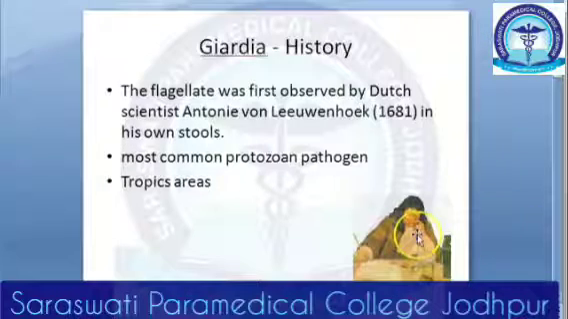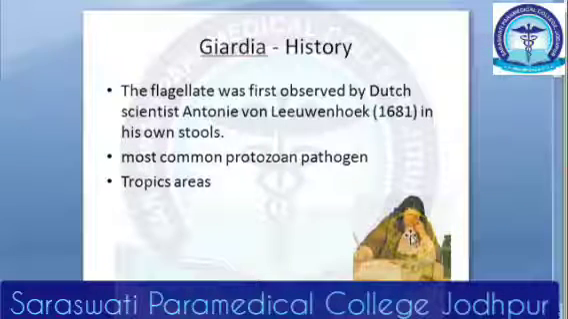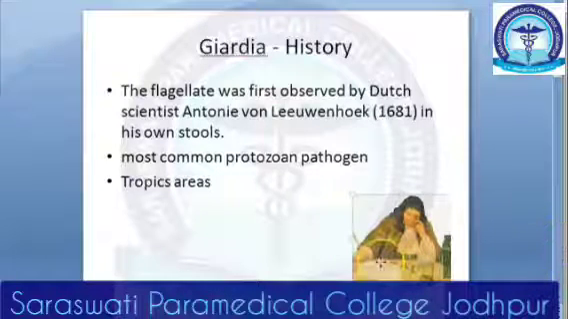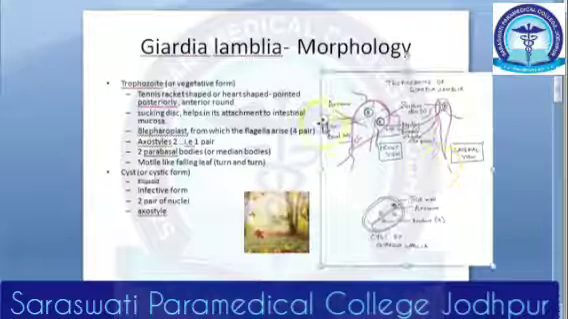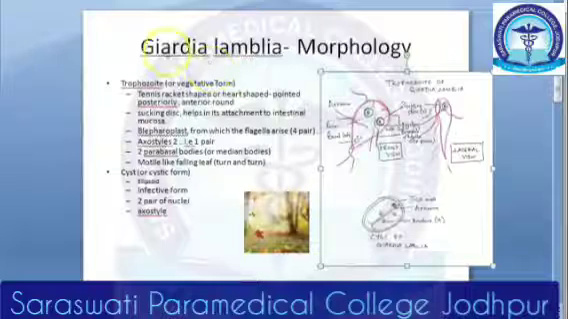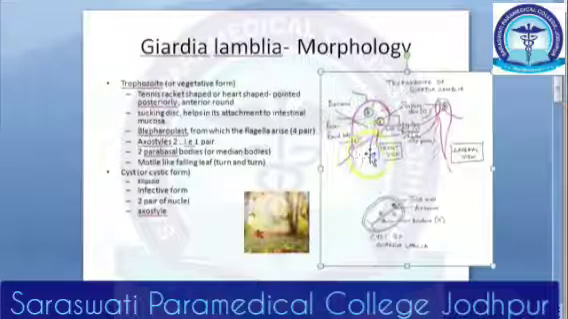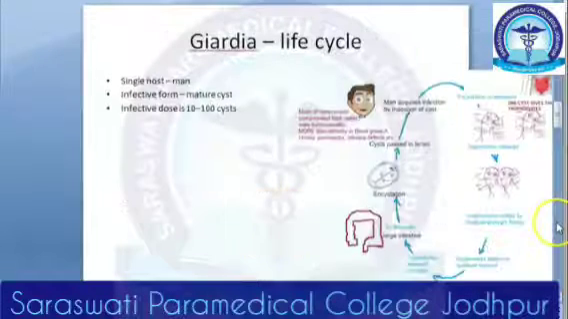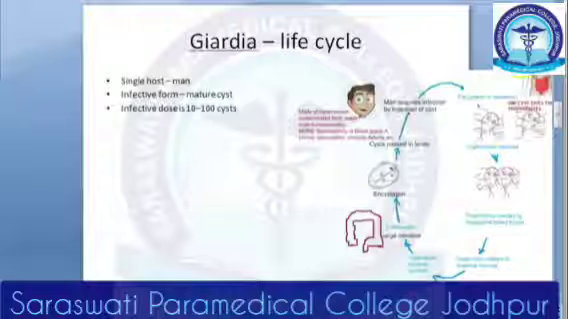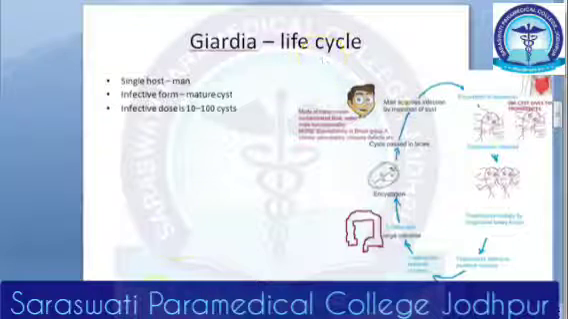Then we saw the history. Antony van Leeuwenhoek, he found these things in his own stool actually. He discovered the microscope, correct? Morphology of Giardia lamblia we have explained in detail. It is tennis racket shaped, etc. They have the falling leaf motility. Remember that? Life cycle we saw.